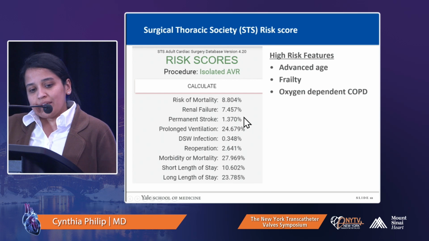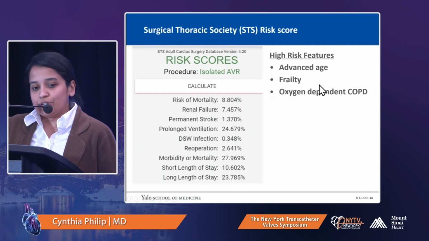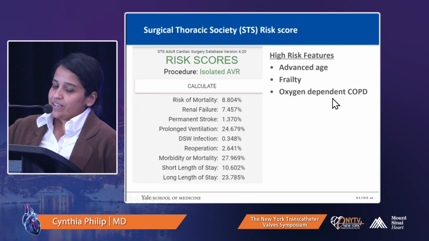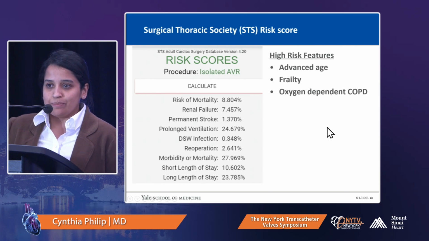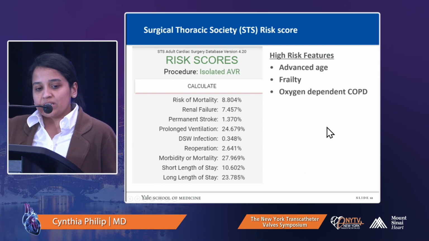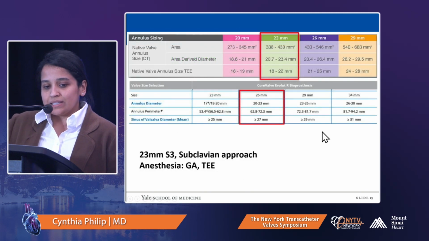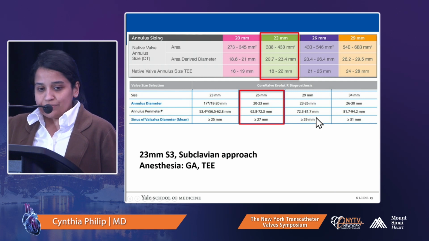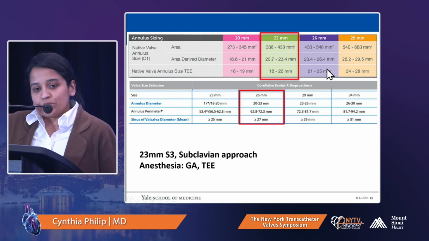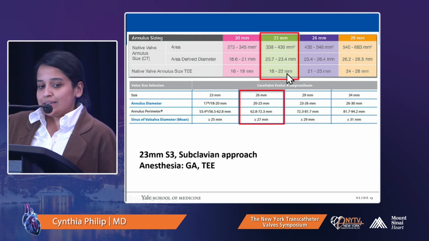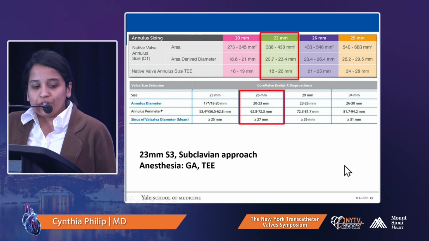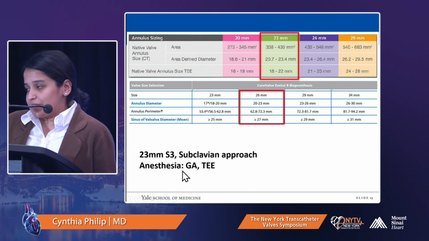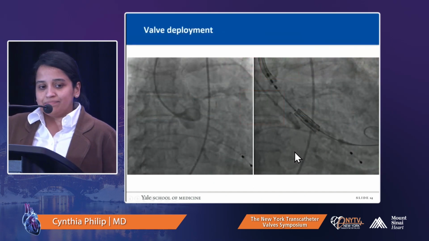So her STS score was 8.8%, and this was mostly driven by her advanced age, her frailty, and her oxygen-dependent COPD. So she was discussed at our multi-D conference, and it was felt to be a better TAVR candidate than SAVR. And her options were either a 23 Sapien or a 26 Evolut. And our team decided to go with a 23 S3 subclavian approach, general anesthesia, and T guidance.